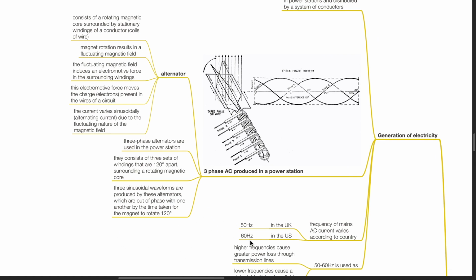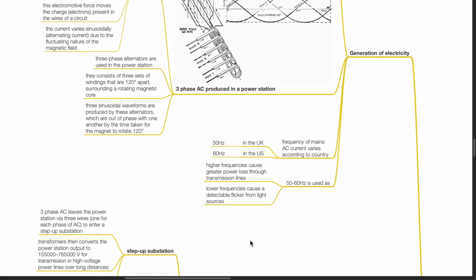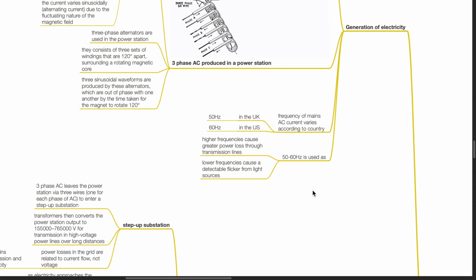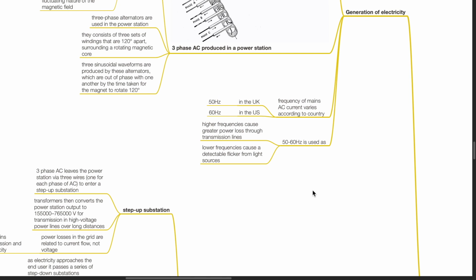The frequency of mains AC current varies according to the country. In the UK it is 50 Hz, in the US it is 60 Hz. 50 to 60 Hz is used as higher frequency causes greater power loss through transmission lines, and lower frequencies cause a detectable flicker from light sources.